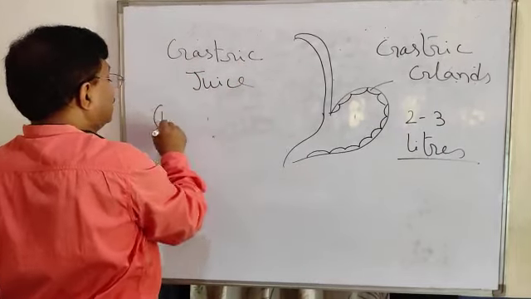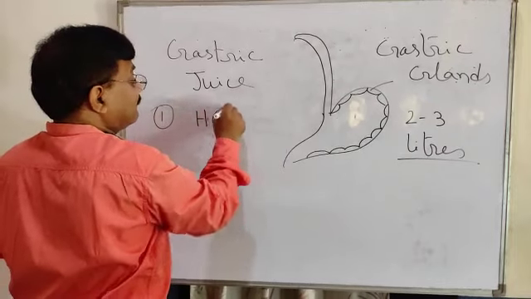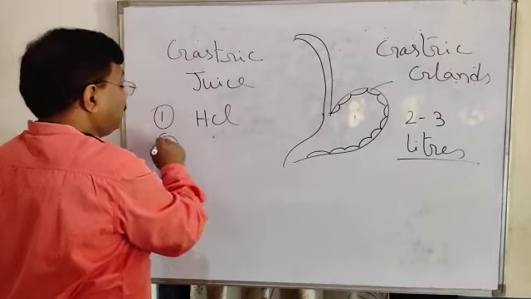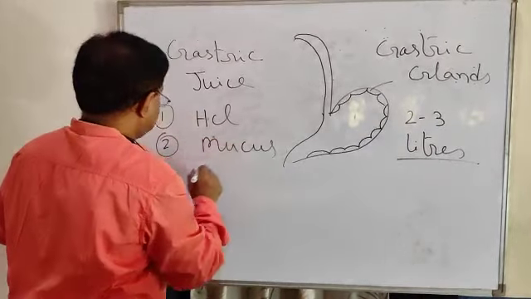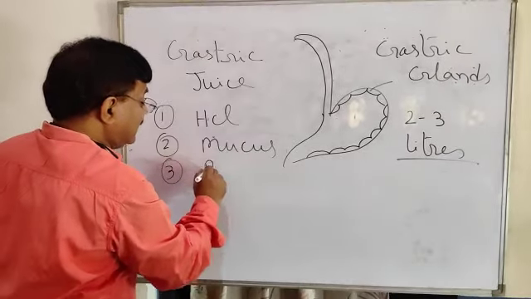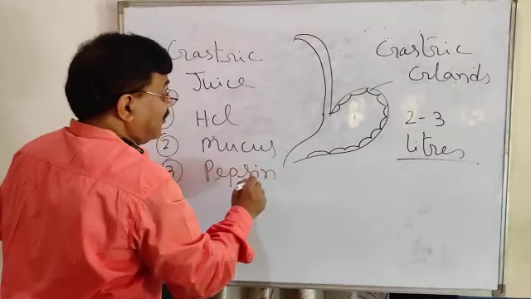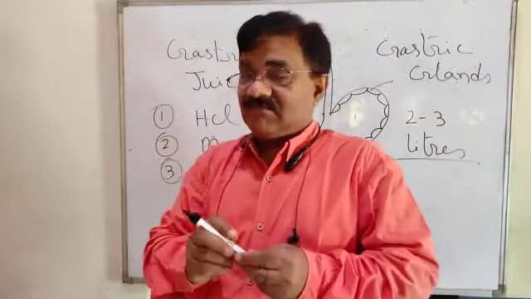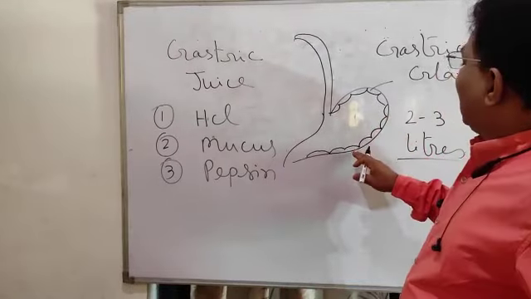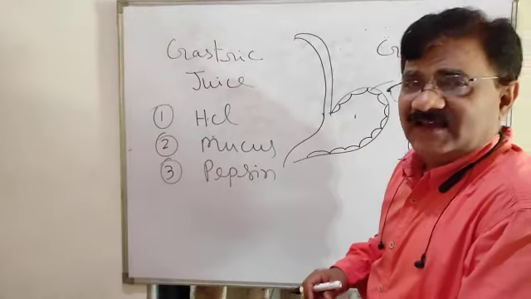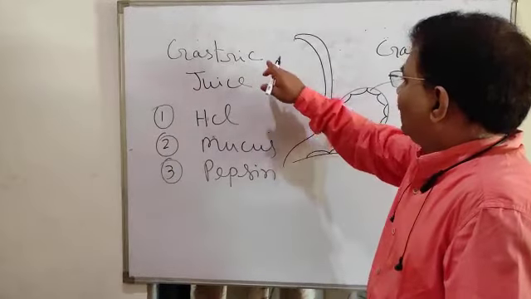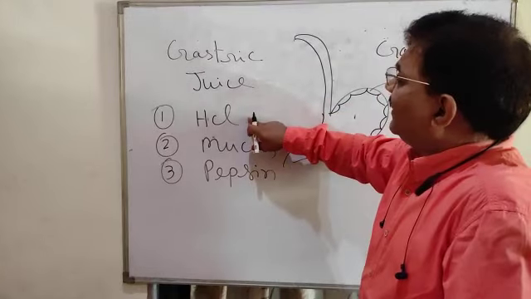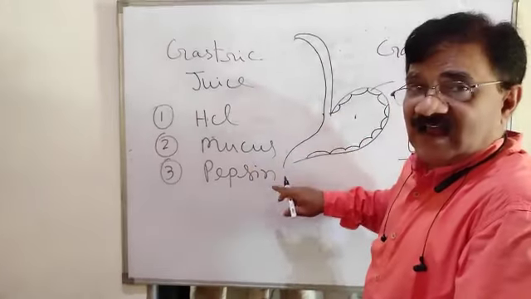And gastric juice contains three things: HCl, hydrochloric acid, mucus, and the third one is pepsin, a type of enzyme. Now, dear children, try to understand: the gastric gland, which is present in the inner lining of the stomach, releases gastric juice, and gastric juice contains hydrochloric acid, mucus, and pepsin.